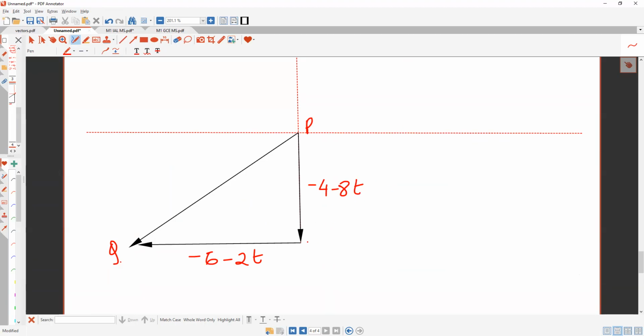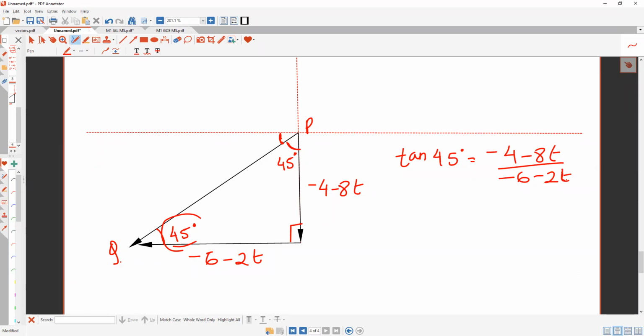Now after this, you guys know that whenever something is southwest, if this is 45 degrees, this is also 45 degrees. If this is 45 and this is 90, this also becomes automatically 45 degrees. So we made a vector triangle of vectors P and Q. Let me take this angle over here. You know tan 45 degrees is equal to opposite, that is minus 4 minus 8T, divided by adjacent, minus 6 minus 2T. Understood everyone?